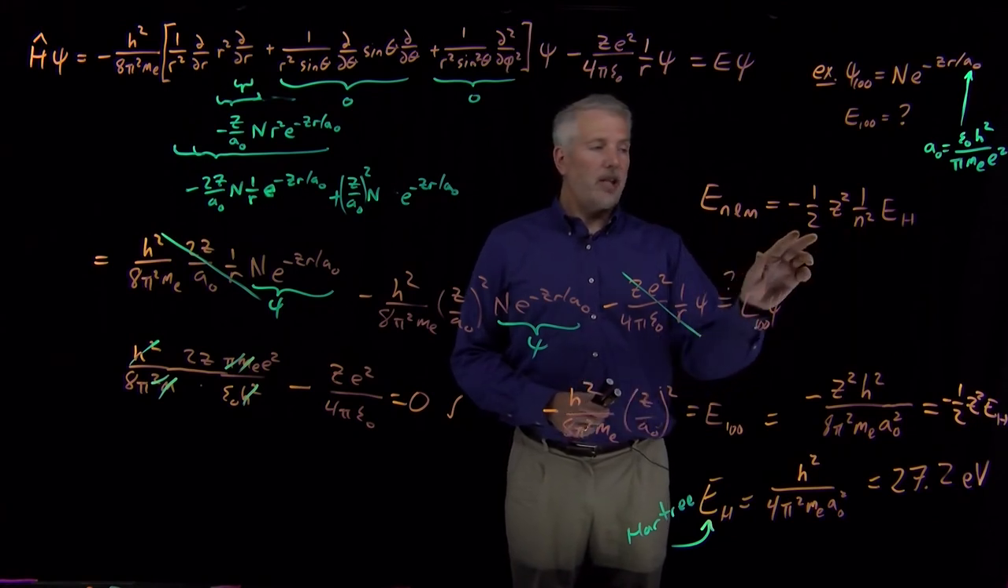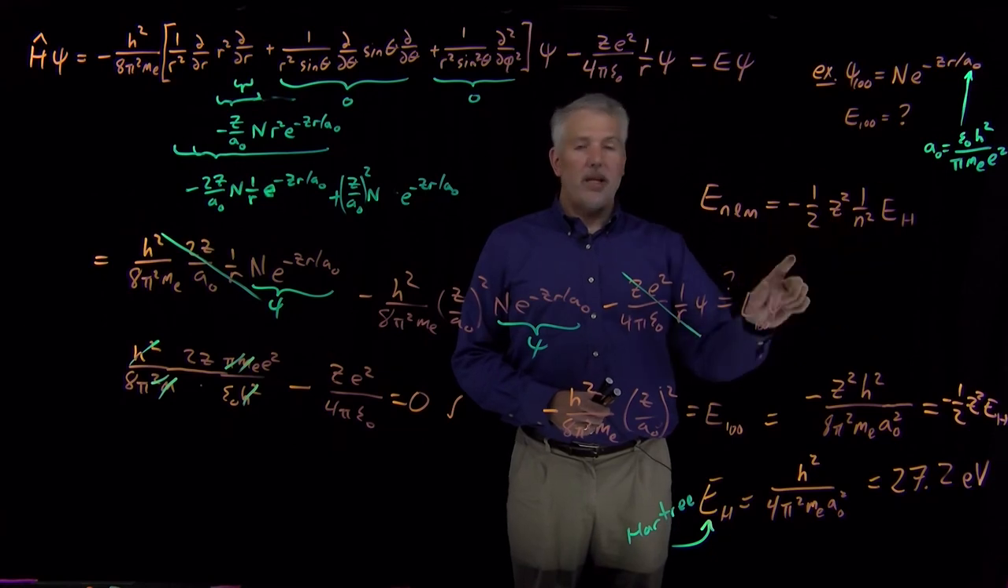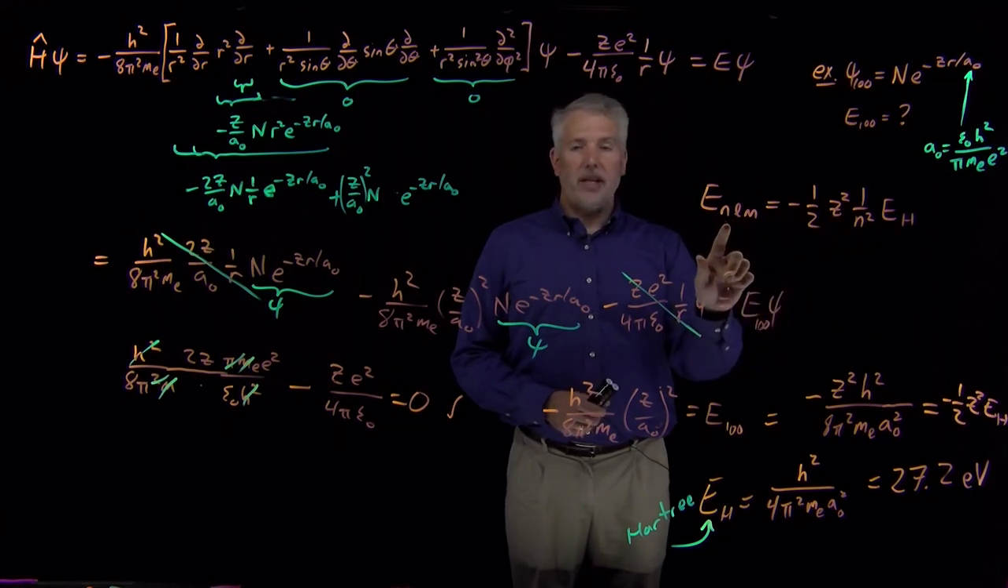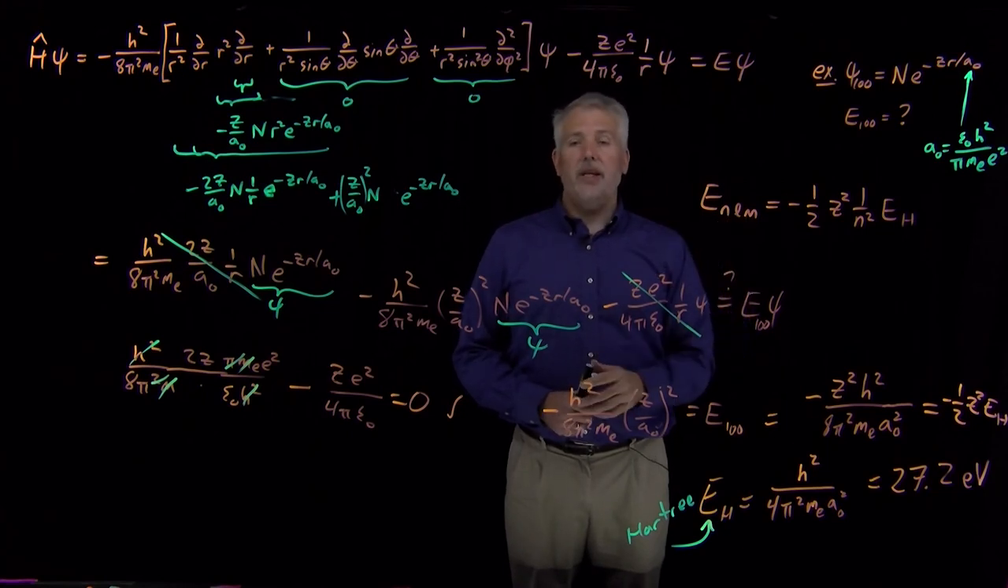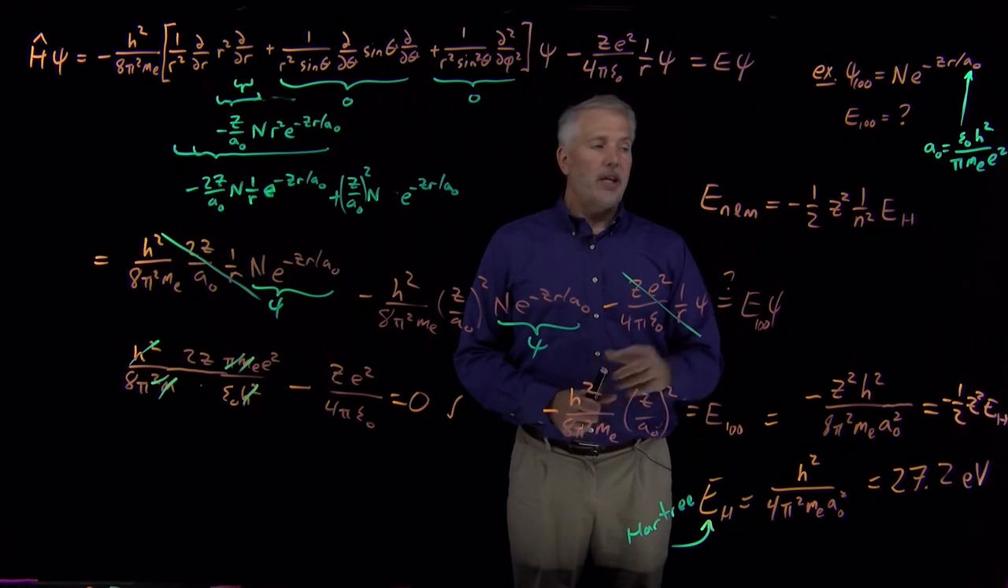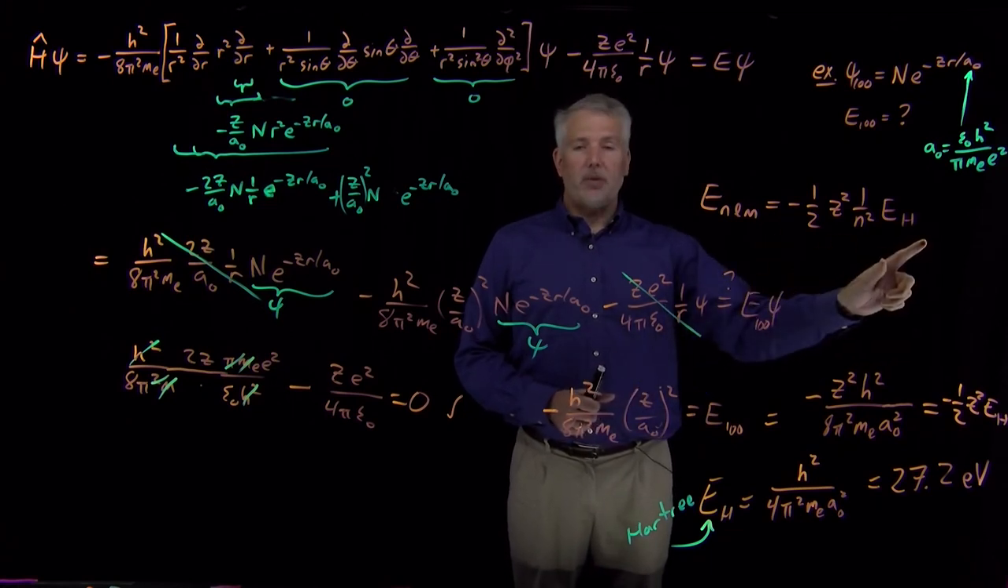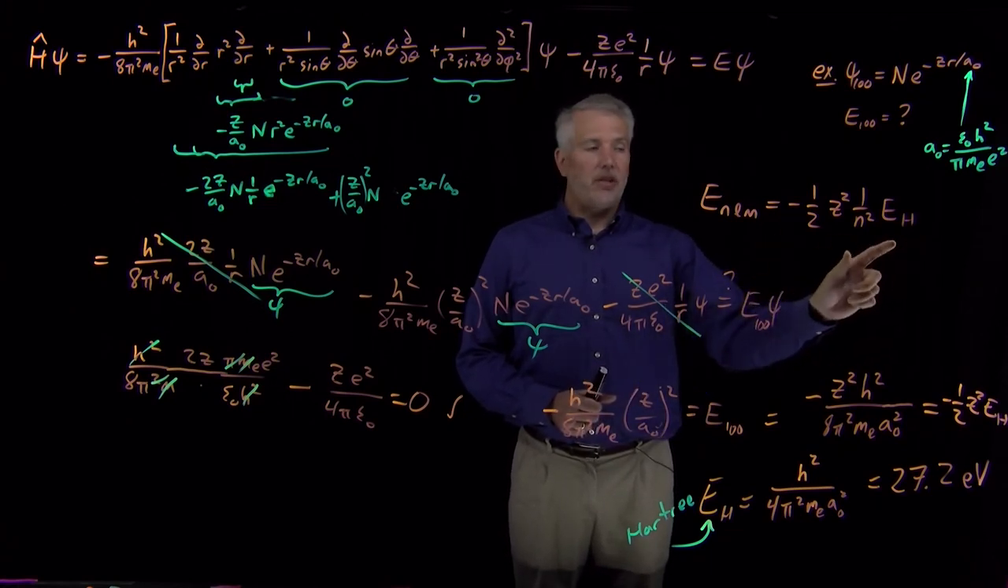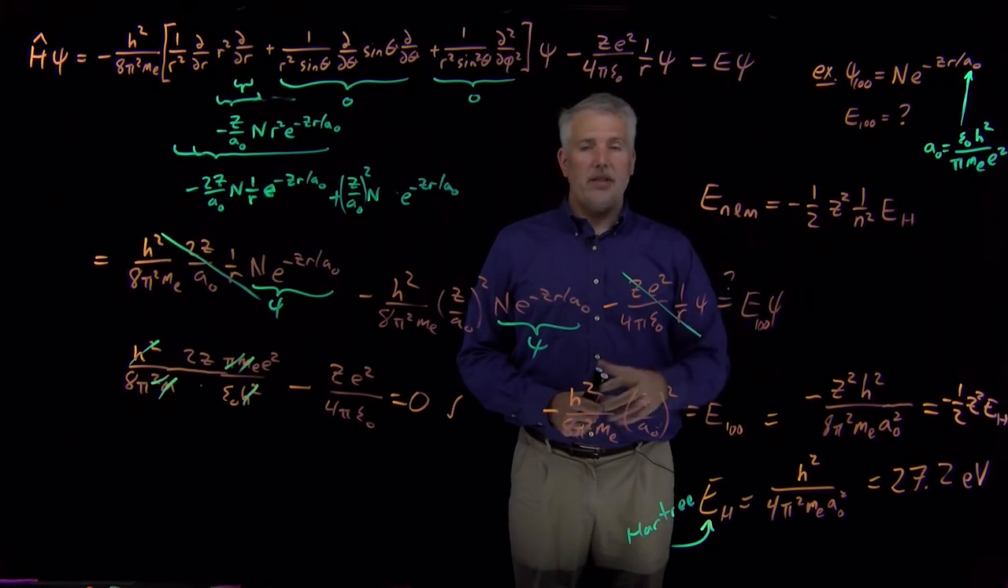And notice here that the energy doesn't depend on L and M. Even though I can calculate the energy of a 2, 1, 0, or a 3, 2, 1, any collection of L's and M's that I want, the values of L and M don't affect the energy of the wave function at all. All I need to know to calculate the energy is the value of n.